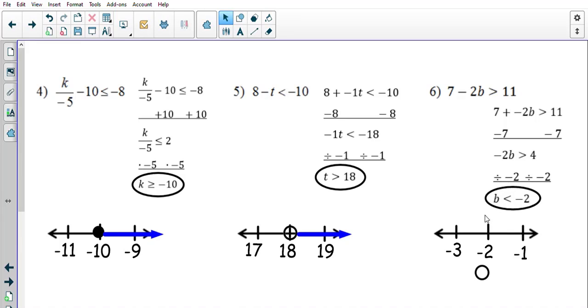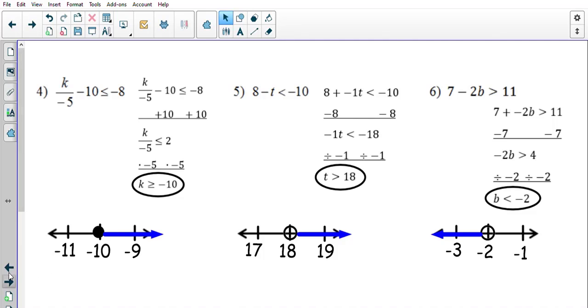Since it's the less than symbol and not equal to, it's going to be an open circle. And again, for that final circled solution, since it's less than, we are going to shade to the left. We've seen all of these things before with both equations and one-step inequalities, so it's nothing new. So we're going through these steps pretty quickly, but if you're struggling with any of these things, this is where you want to get some help.